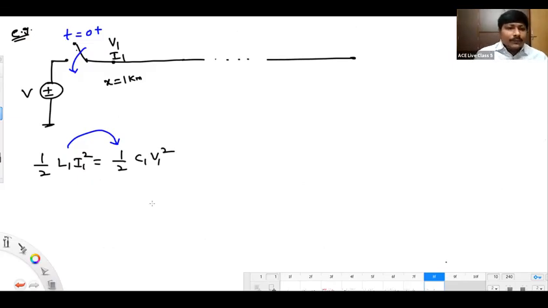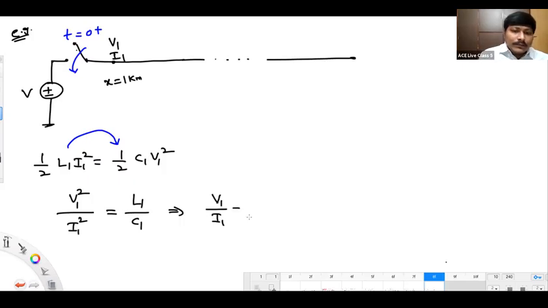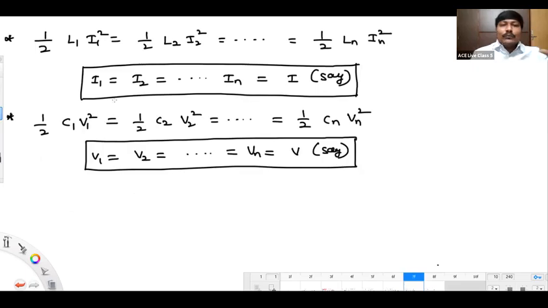From this, V1 square by I1 square is nothing but L1 by C1. So V1 by I1 is the square root of L1 by C1. But already we said voltage and currents are the same throughout the length of the line, that is simply V and I.